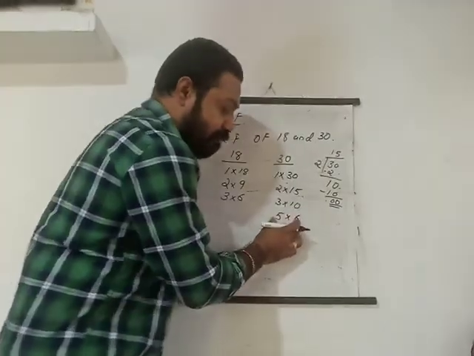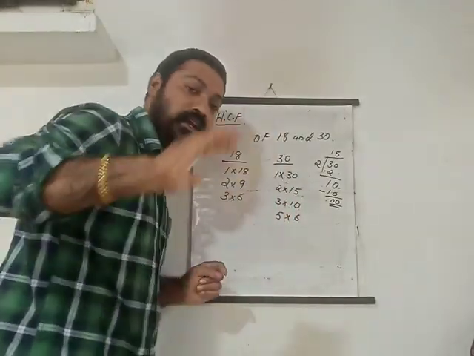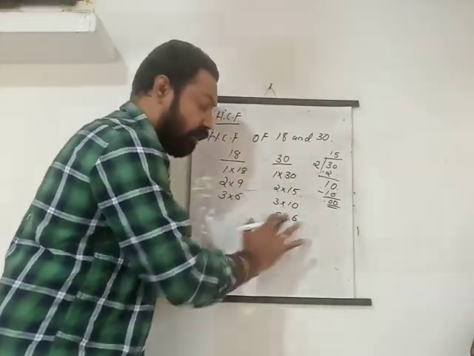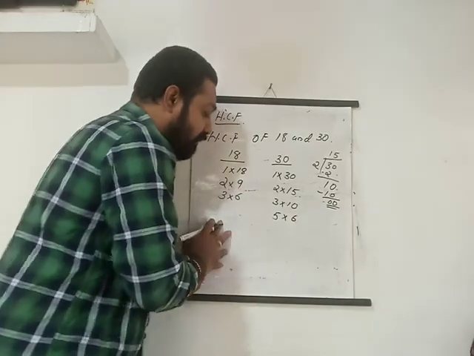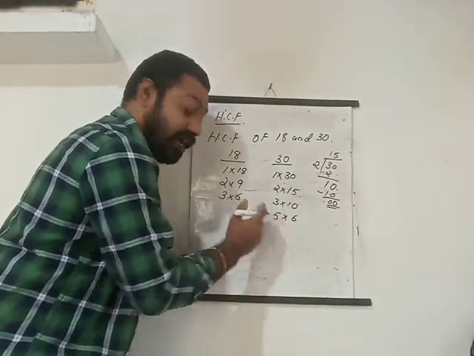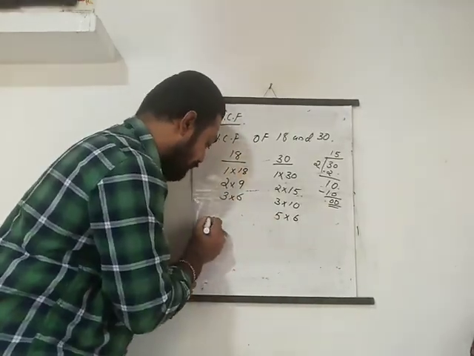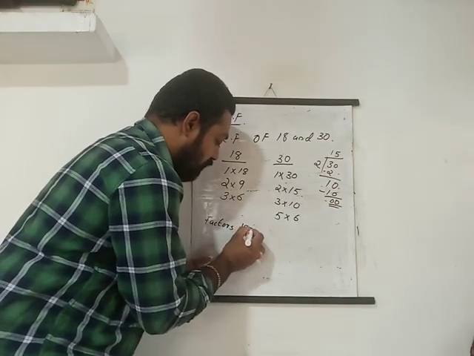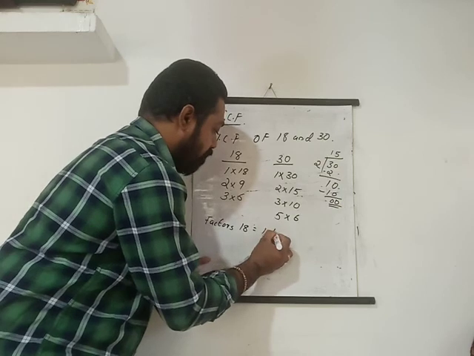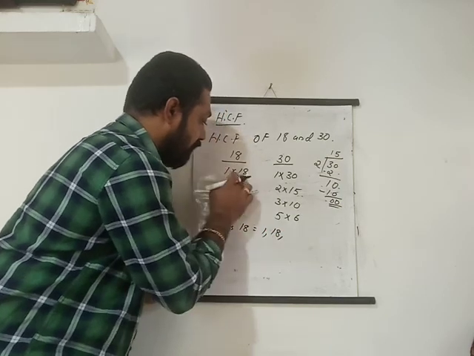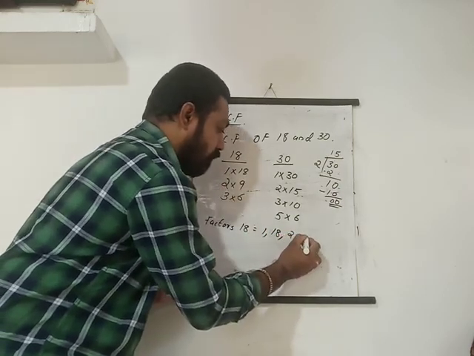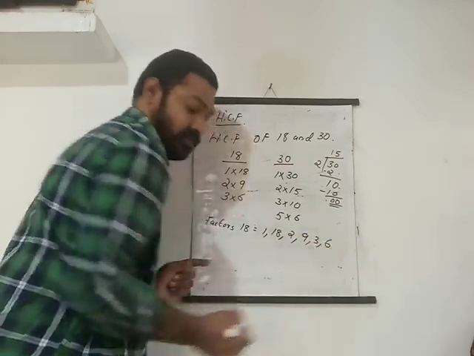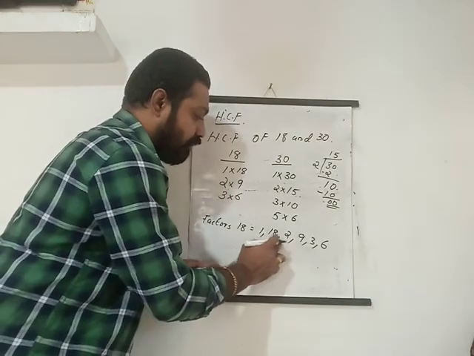Okay, so if any number is repeating in any step, then you have to stop in that step, before that step. Okay, then you have to write the factors there. Then we can see that these are the factors. What are the factors of 18, you have to write it. So factors of 18 is equal to 1, 18, 2, 9, 3, 6, isn't it?